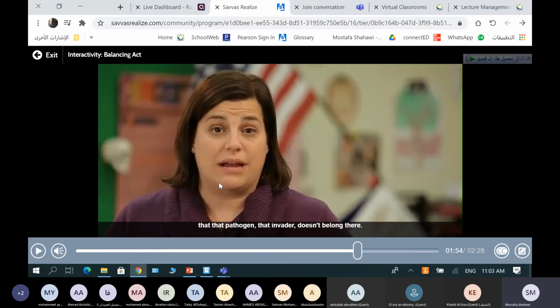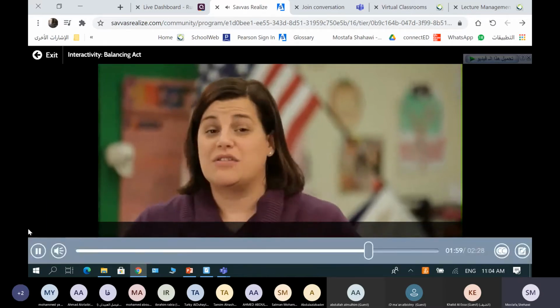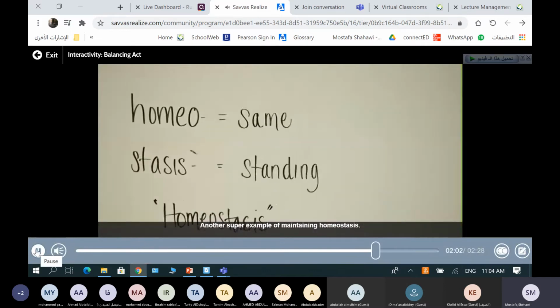This is one way that your body is facing invaders, pathogens. And also, the white blood cells will form a defense line and will start to attack this pathogen. Another way of internal self-defense against pathogens. And with many different systems, all of your body systems work together to regain balance, to maintain balance. If it loses balance, it will regain it. If you are attacked by invaders, viruses or bacteria, which we call pathogens, your body will start to attack them to regain balance. So we try to remove the invader by killing it with an increase in temperature. Another super example of maintaining homeostasis.